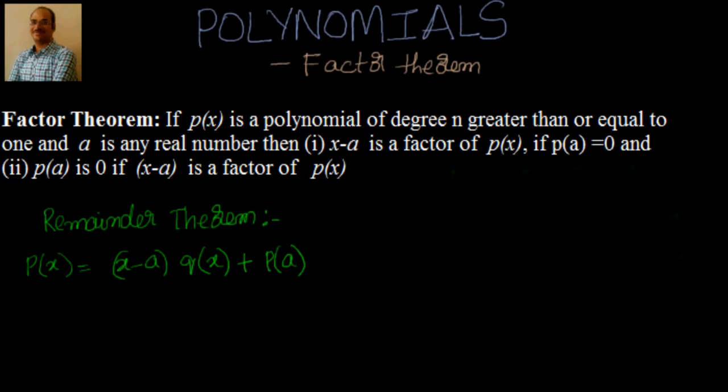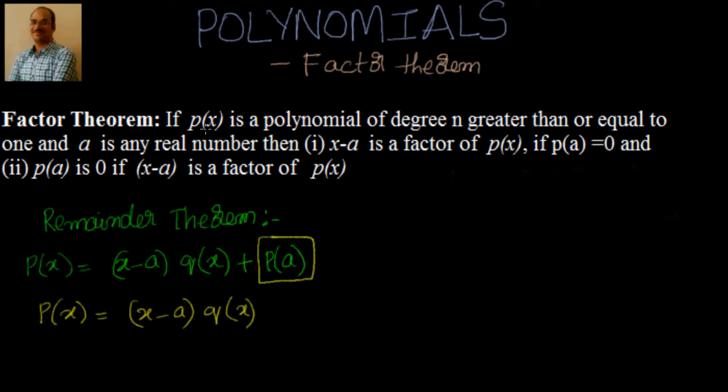So let's try to understand. Now what happens if this remainder part becomes 0? I will have p of x equal to x minus a into q of x. You can see from our basic definition of multiple and factor that x minus a is a factor of p of x. This linear polynomial is a factor of the polynomial p of x because the remainder is 0 here.